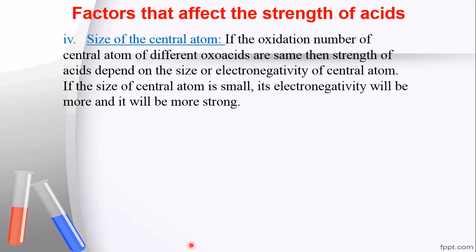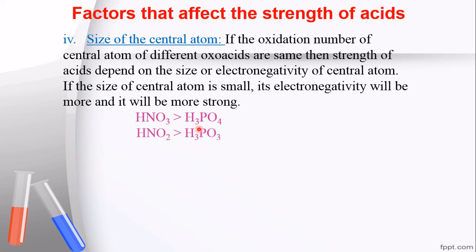Look, here are some examples. Nitric acid and phosphoric acid. Here both nitrogen and phosphorus have oxidation number 5. But which one is the smallest? Nitrogen. And so the electronegativity of nitrogen is also greater than phosphorus. For this reason, nitric acid is a stronger acid than phosphoric acid.